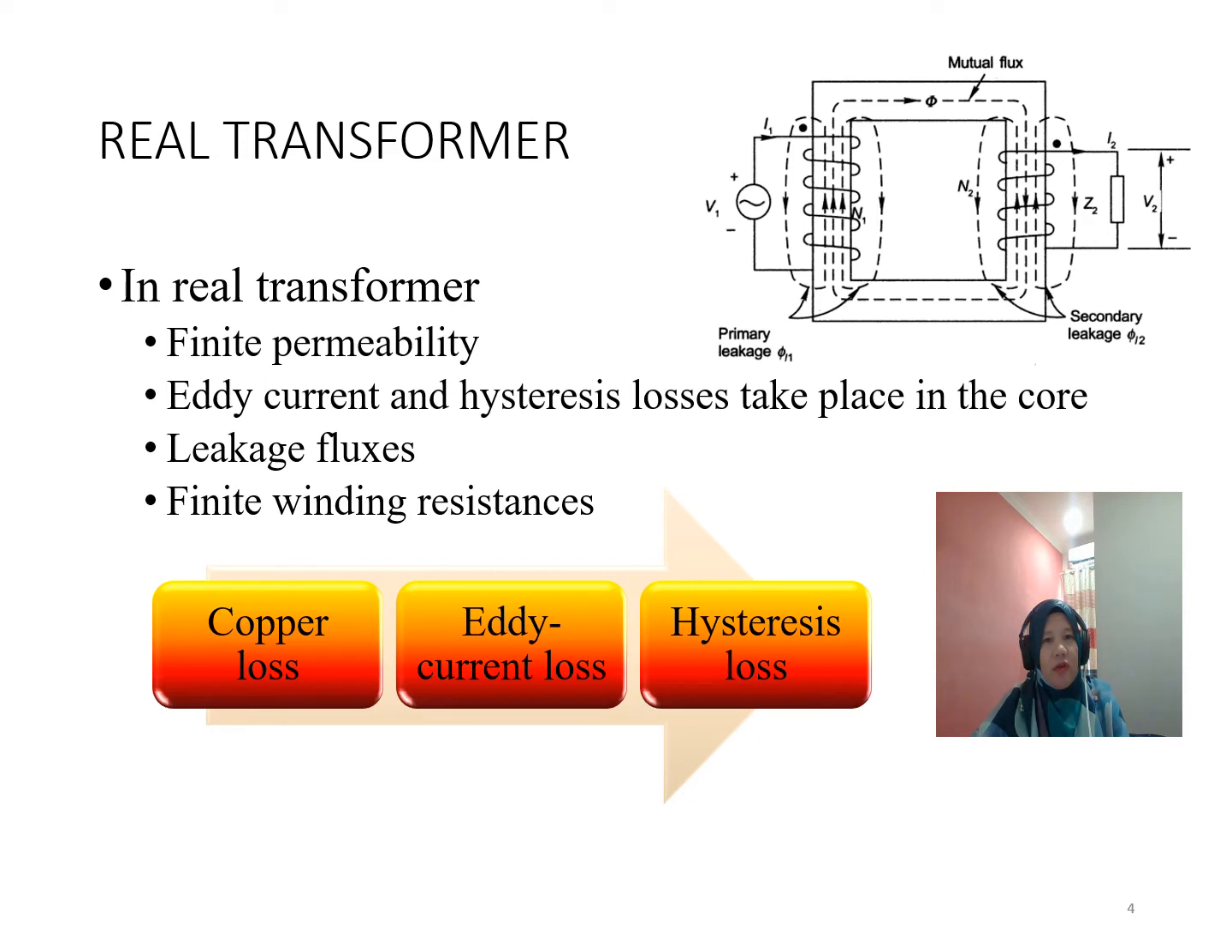In real power transformers, they have finite permeability, eddy current and hysteresis losses in the core, there is leakage flux, and also finite winding resistance. All these elements create a power loss in the transformer. So basically, there are three types of power losses in the real transformer, which are the copper loss, eddy current loss, and hysteresis loss.